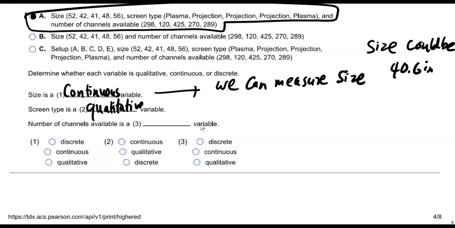Qualitative variable because it is a characteristic of each individual television. Number of channels available is obviously a discrete variable because you can count.